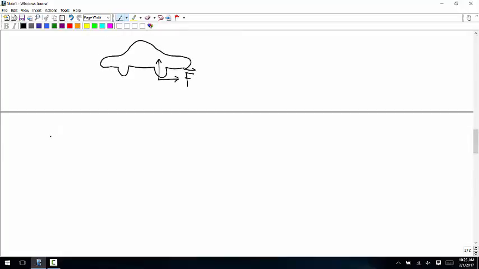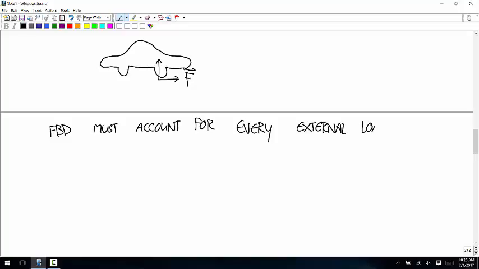Now, a free body diagram has to account for every external force acting on the object. And actually, load is more general. Every external load acting on a chosen object. And so in really complicated problems, you look at it and your brain can just sort of overload. Like there's a million things going on. How do you know when you've got them all?